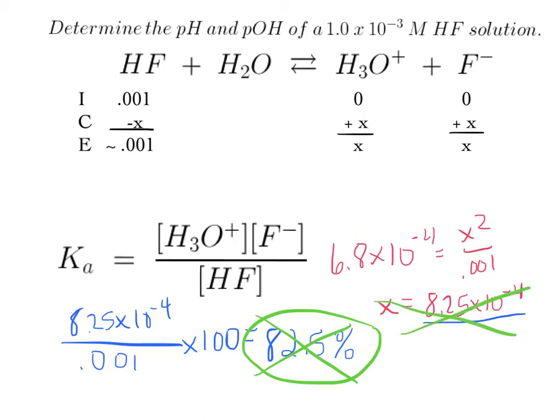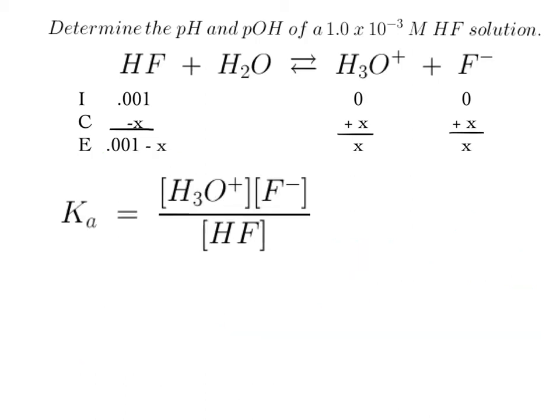Instead, we're going to have to say 0.001 minus x here, and this is not approximately equal to 0.001. It will have to be 0.001 minus x. So that means a little bit tougher to solve. Okay, so now we cannot make the approximation that x is negligible. We have to include it. So we'll have to start over again.